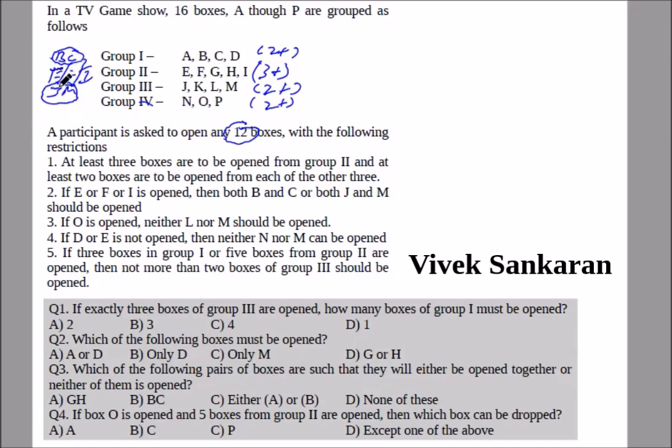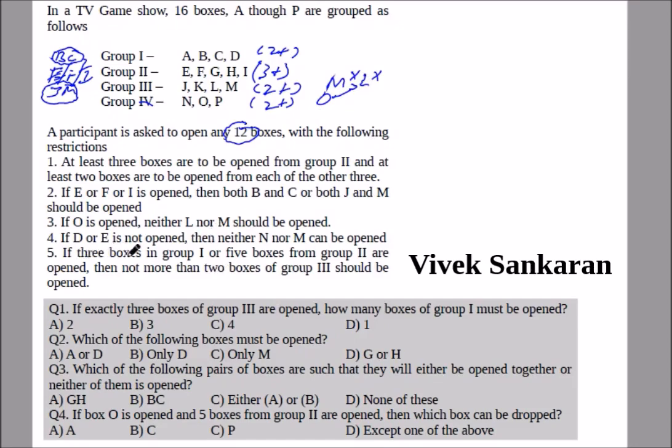Okay, if O is open, neither L nor M is open. O is opened, then L and M are from here. So L cannot be opened, M cannot be opened. Let me just write this.